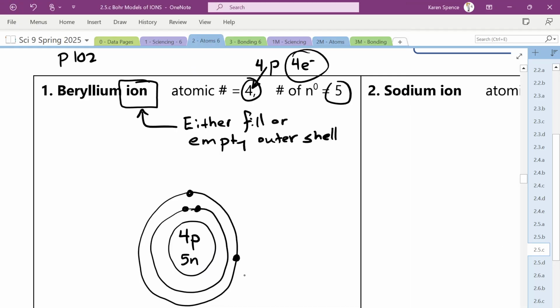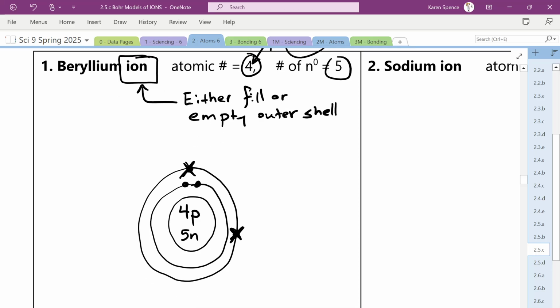There's only 2 here, so we should be taking those away. You can either erase them or cross them out. Either way, it doesn't matter. All right. What that gives us now is 4 protons, which means 4 positive things. We have 2 electrons, which gives us 2 negative things. What's the overall charge going to be? If we have 4 positives and 2 negatives, we get 2 positive.